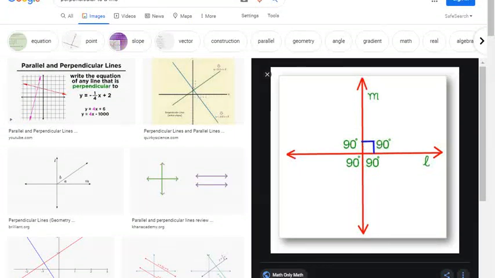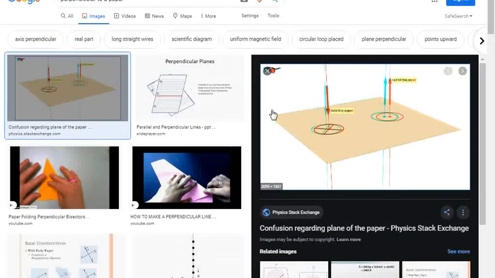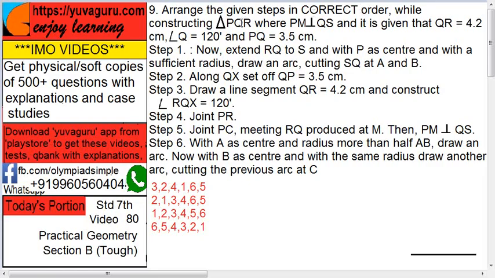This is a line. This is a surface, a piece of paper, and this is a perpendicular. Right? So this is perpendicular to the paper or surface, so it is 90 degrees. Whenever you stand on earth, you are at 90 degrees to the earth. That's the basic logic.